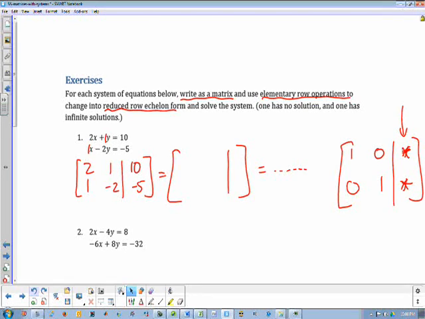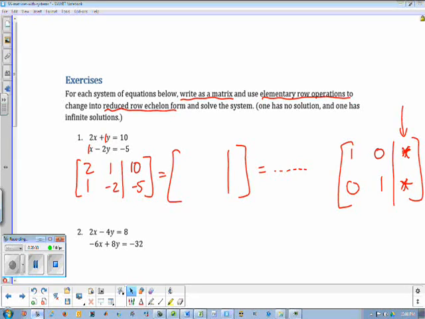Move on through these, and then on the last page there, we'll see how we can use our calculator to find our reduced row echelon form, and all the steps are there. Good luck.